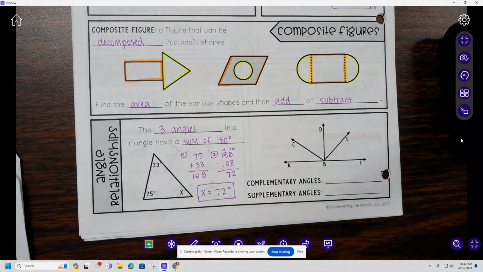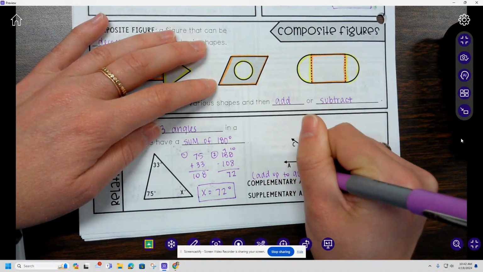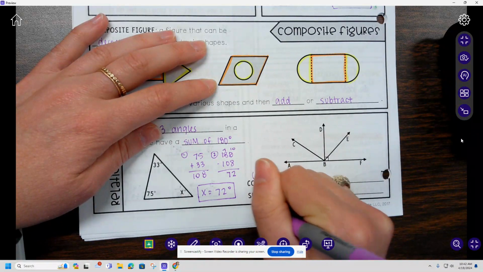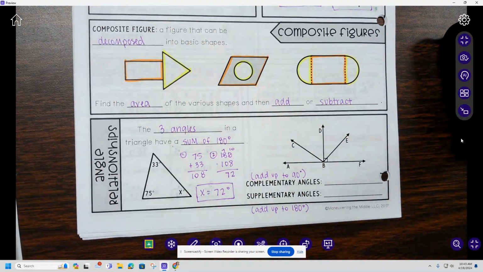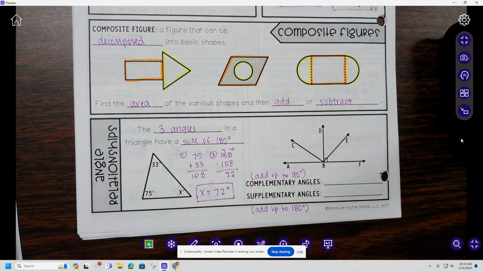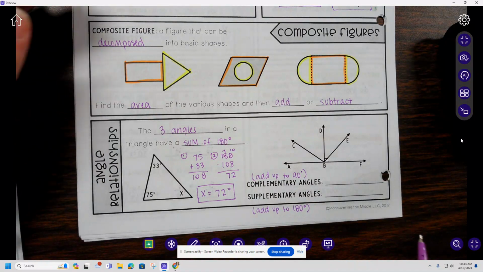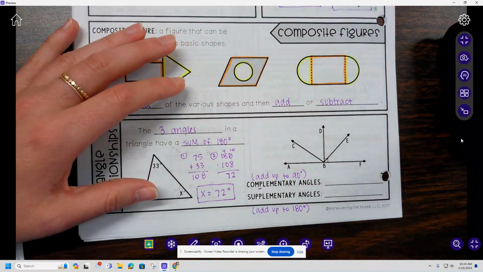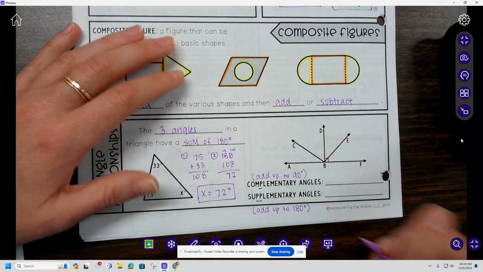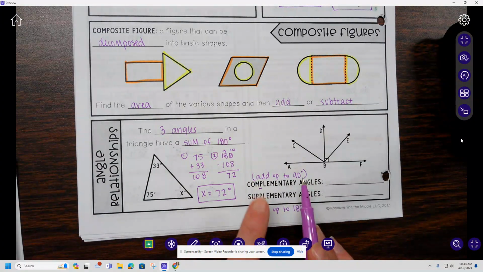Last but not least, we're going to talk about complementary angles and supplementary angles. Complementary angles add up to 90 degrees. And supplementary angles add up to 180 degrees. Now, when I was your age, the way that my teacher taught this was to look at the letter P in each of the words to help me remember which one would add up to 90 and which one would add up to 180. So if you look at complementary, there is only one letter P, whereas supplementary has 2. We all know that 2 is greater than 1. So supplementary is going to add up to 180 and complementary is going to add up to 90.